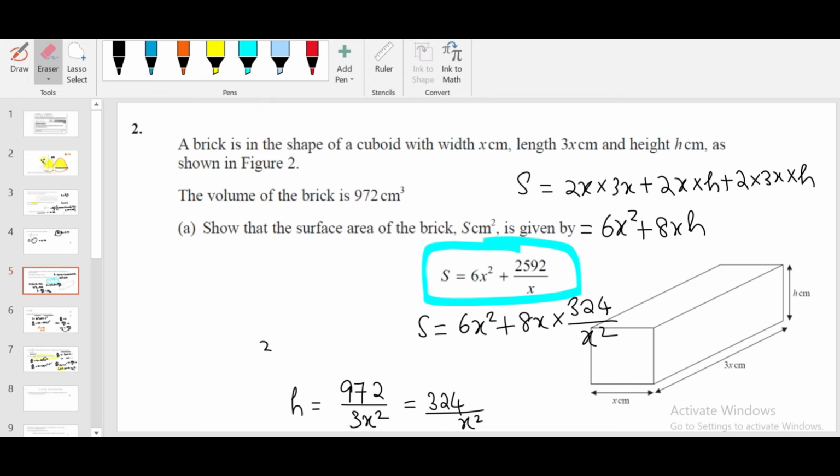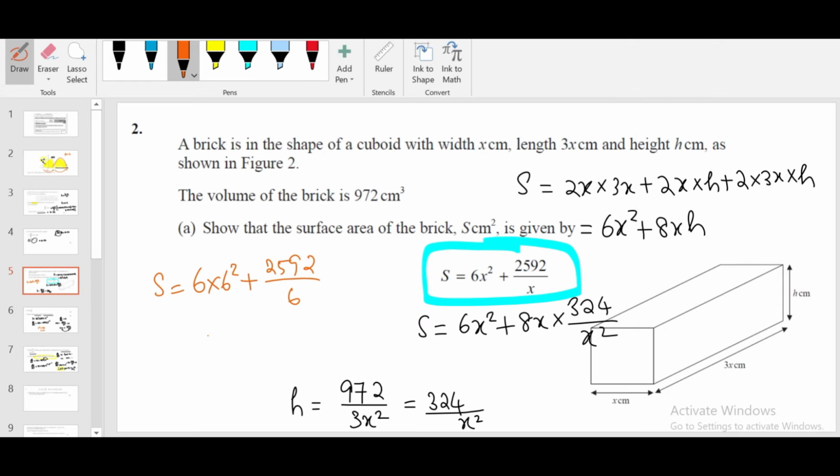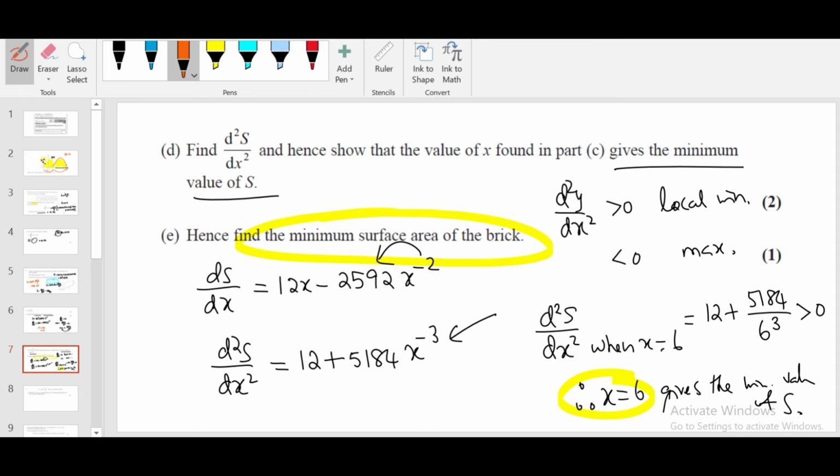So when you sub in, you will get s is equal to 6 times 6 square plus 2592 over 6, which is 648. It's given in centimeters, so centimeter square. That's the minimum surface area. So that's the answer for part E.